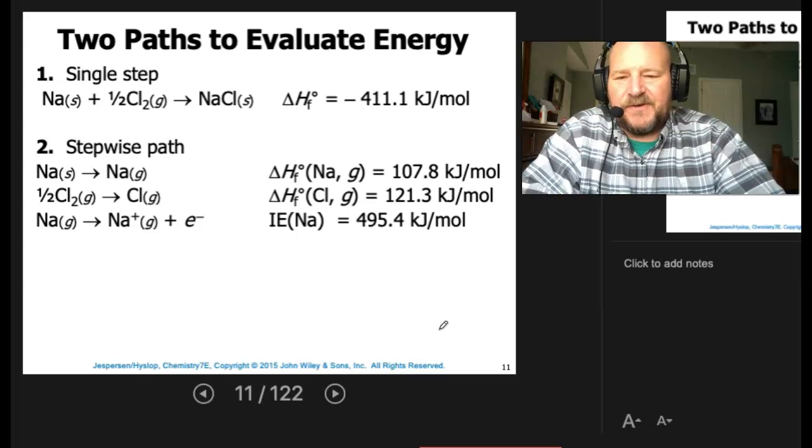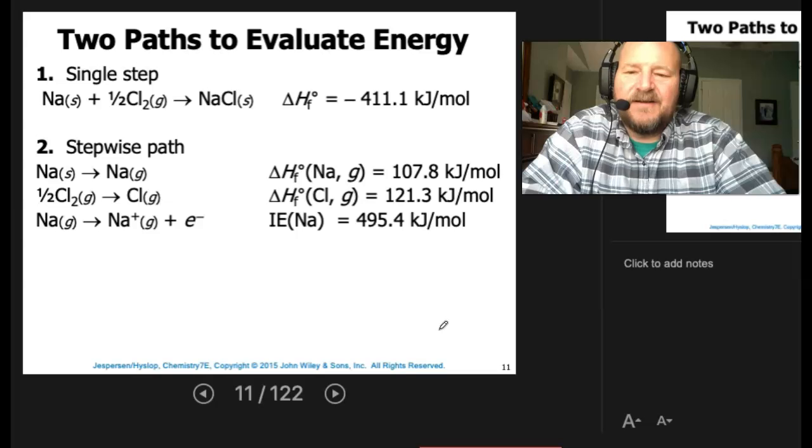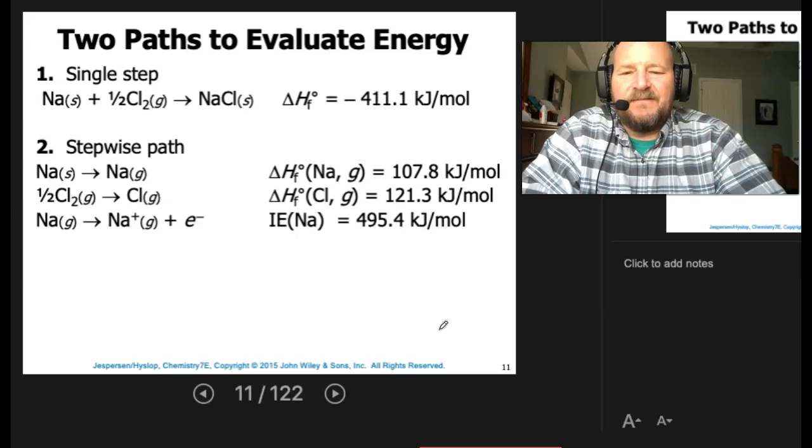Sodium becoming a sodium plus and an electron, in other words, the ionization energy for sodium, 495.4 kilojoules per mole.